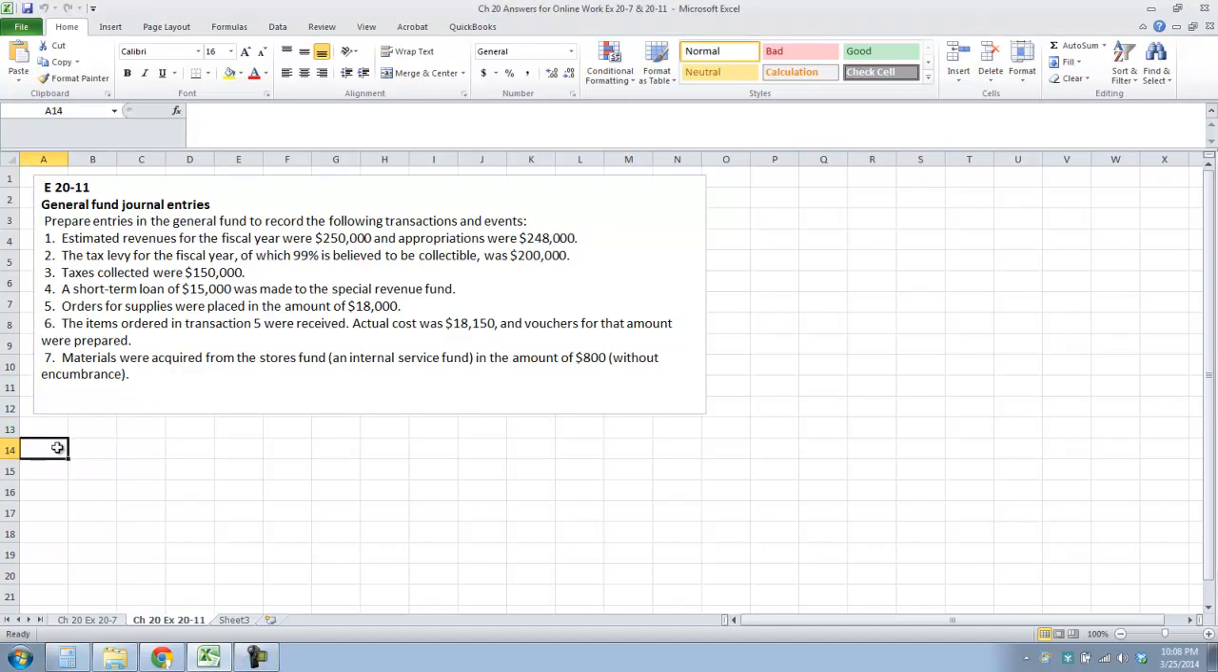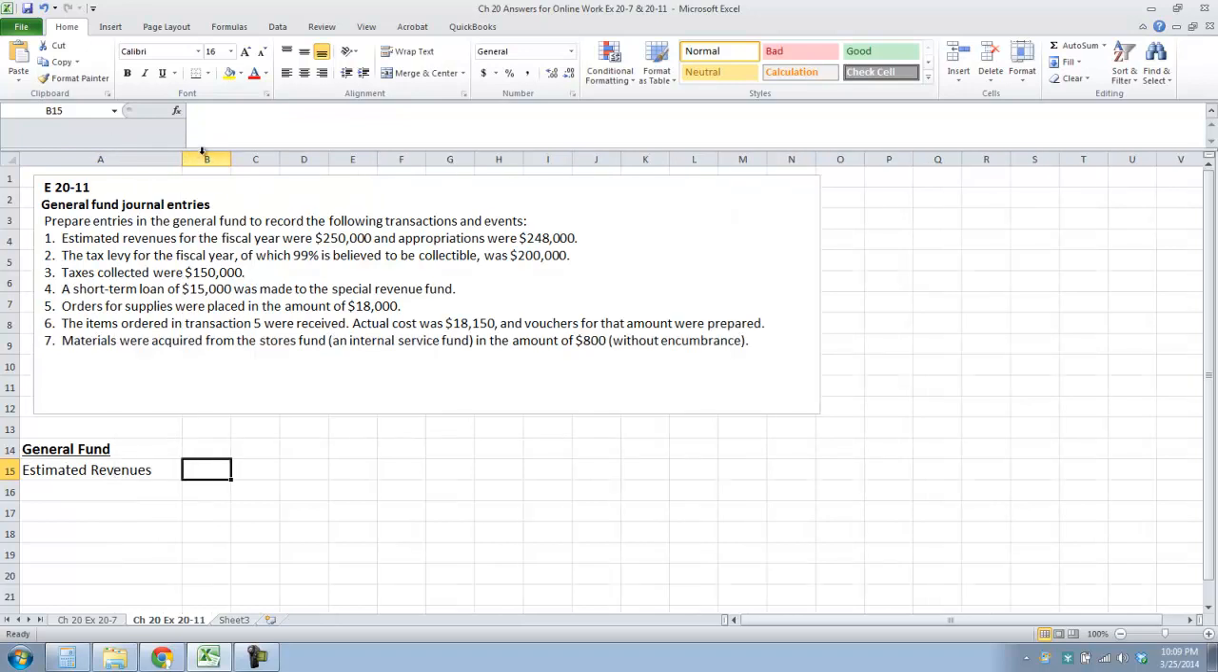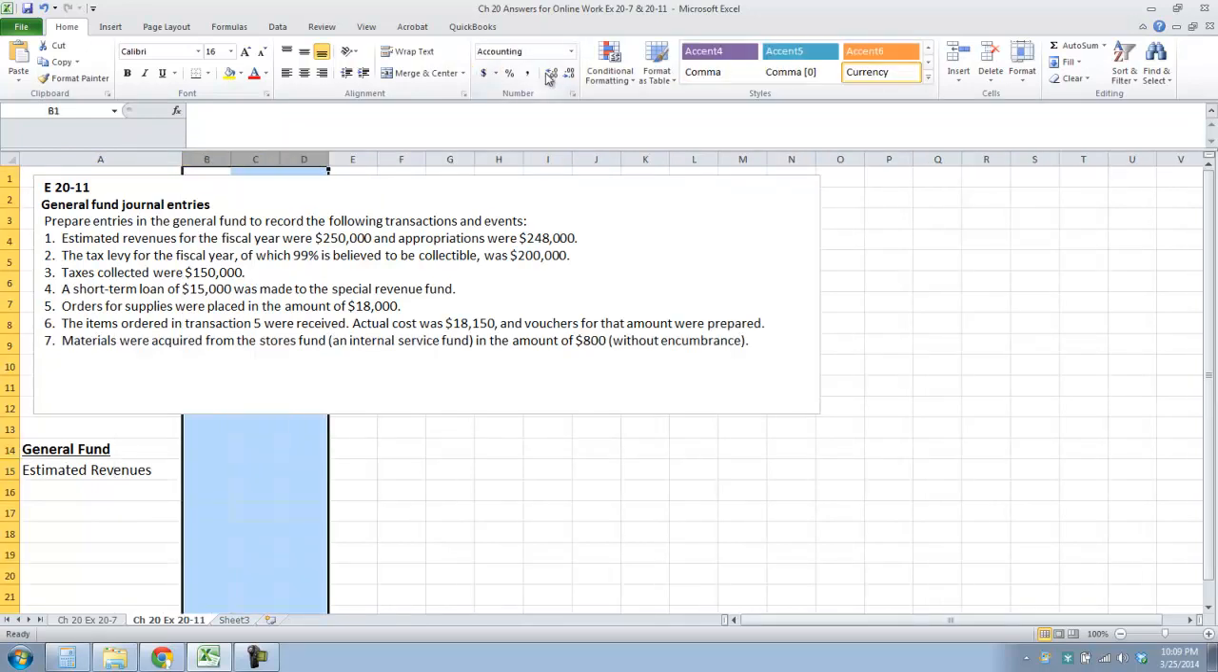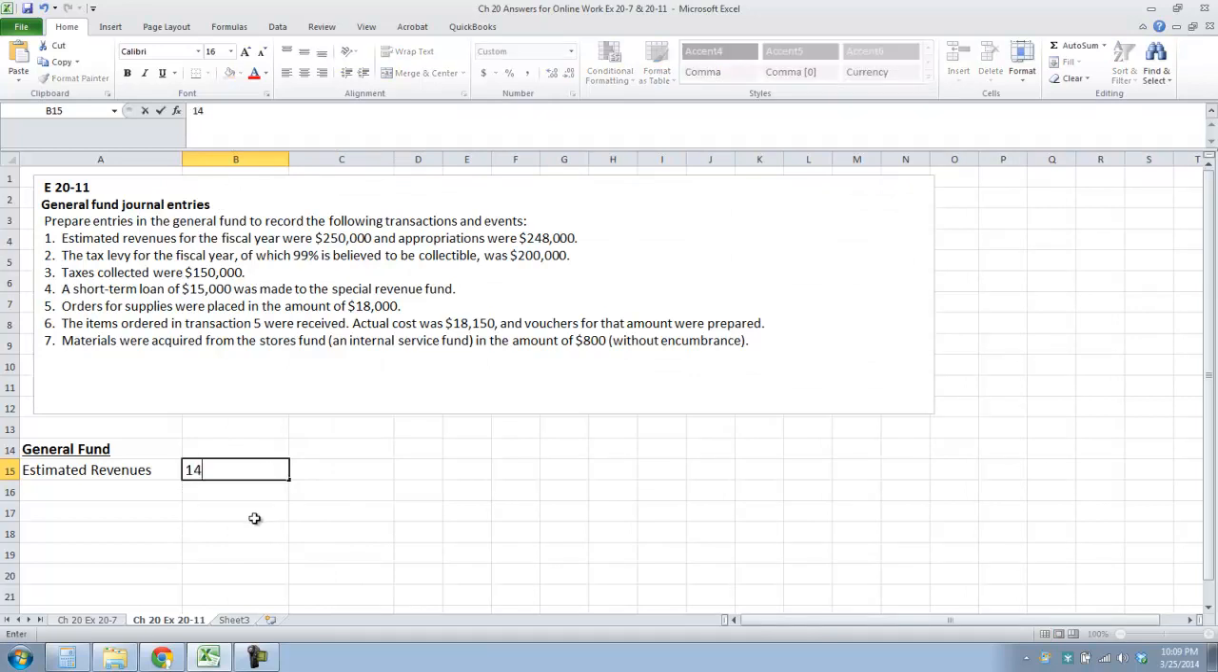So, number one, estimated revenues for the fiscal year were $250,000, appropriations $248,000. So we're in the general fund, and we are going to debit estimated revenues to create a budget. So estimated revenues were $250,000.